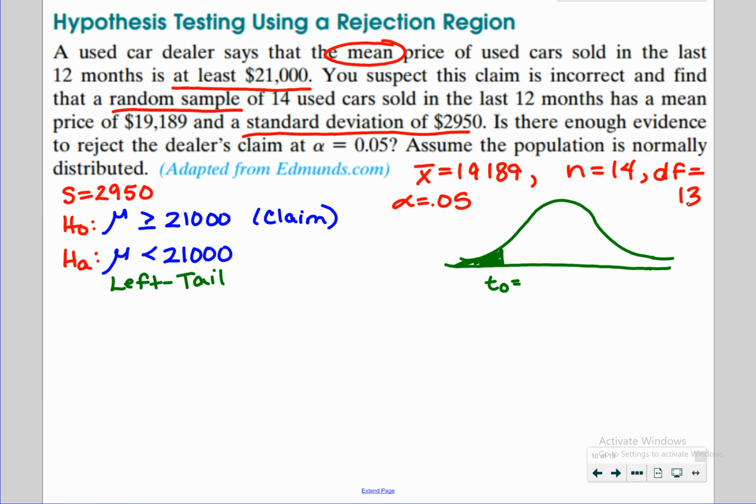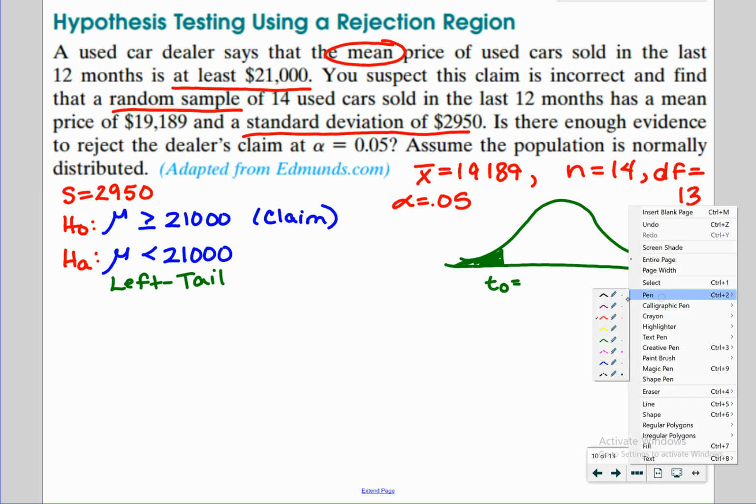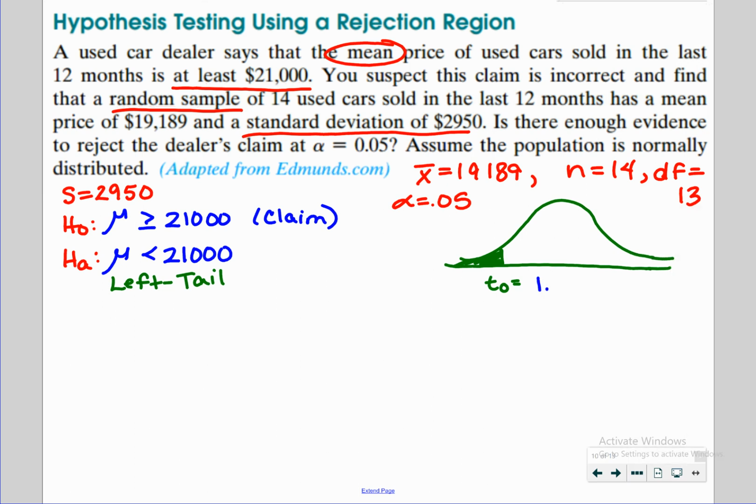Make sure you're using your T-chart now, okay? So on the top, we're going to find one tail. We're going to go over to 0.05, which is our second column. And then we're going to go down to 13 degrees of freedom, 1.771.